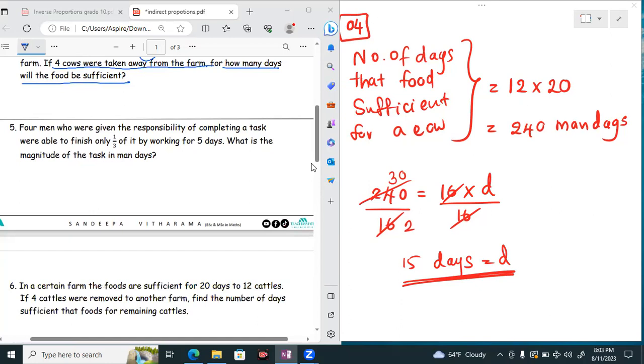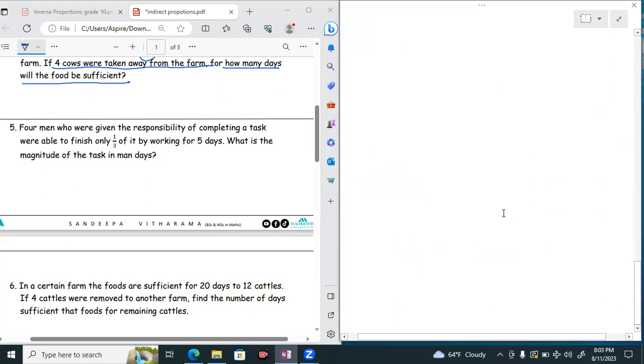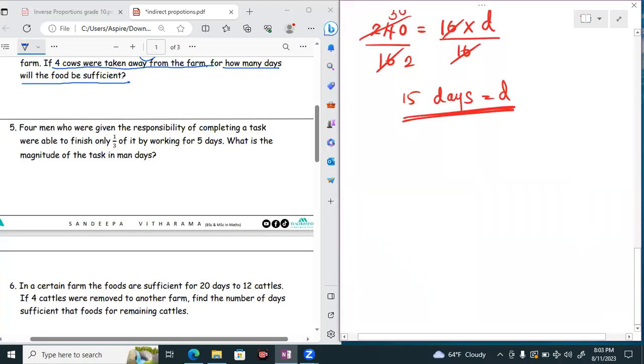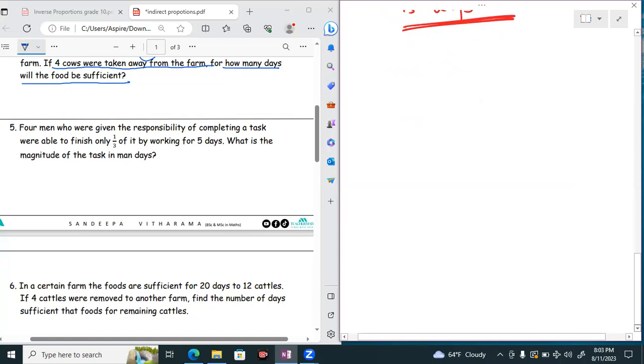Okay. Fifth question. 4 men who were given the responsibility of completing a task were able to finish only 1/3 of it by working for 5 days. Then within 5 days, they have completed only 1/3 of the work. What is the magnitude of the task in man days?